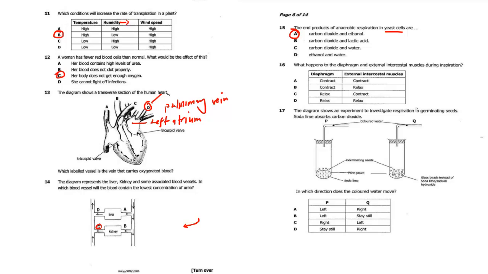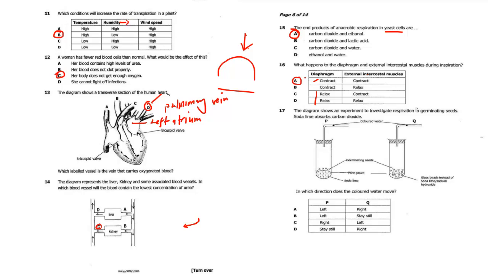Question 16. What happens to the diaphragm and external intercostal muscles during inspiration? During inspiration, the diaphragm, which is normally dome-shaped, flattens and contracts when you take in air. So it contracts; the options that say relaxing are wrong. The external intercostal muscles as well contract. So contract, contract. The answer is A.